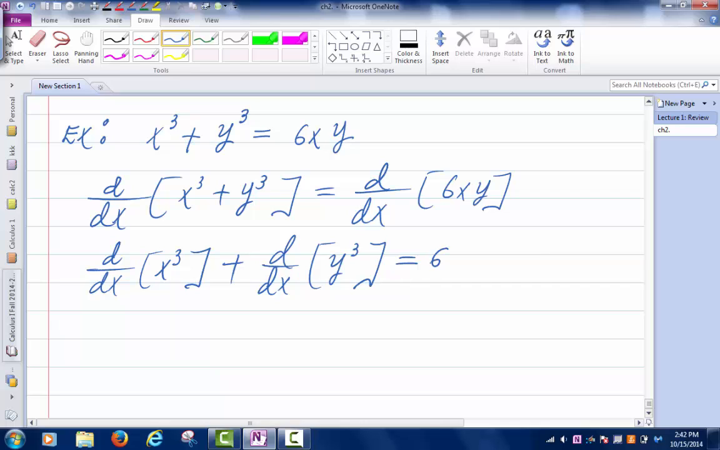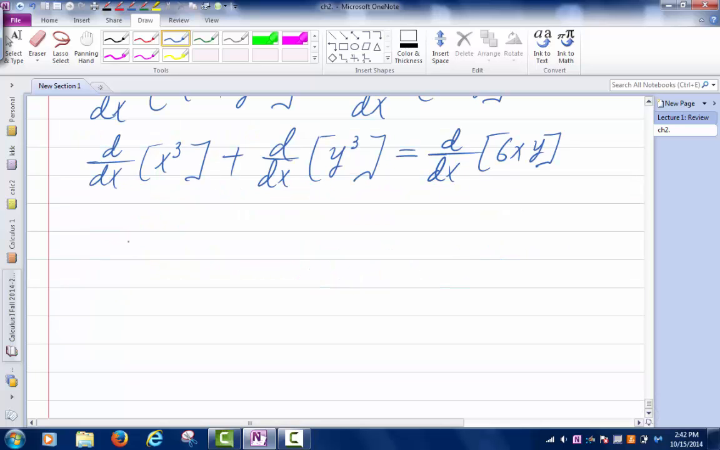Here, I am going to factor out the 6. You don't have to factor out the 6, but I'm going to write it this way. Oh, you know what? Should I? Well, let's not factor it out, okay? I'll just keep it the way it is. So you take the derivative with respect to x of 6xy. Now, what's the derivative of x cubed? 3x squared. What's the derivative of y cubed? 3y squared and dy dx, right?